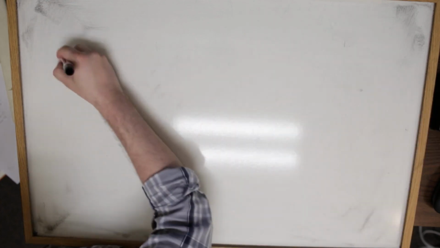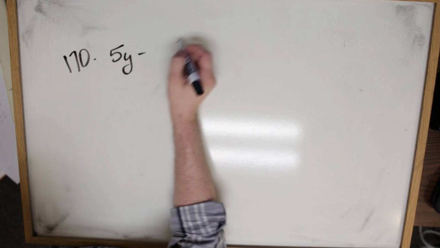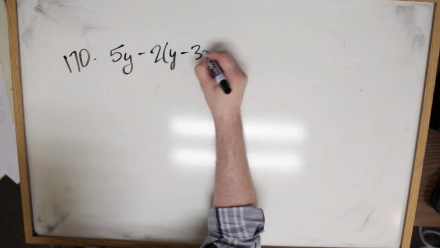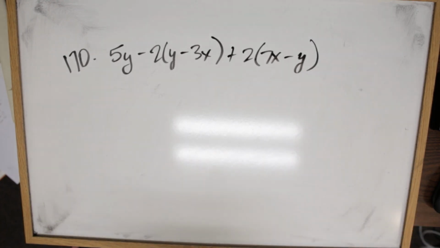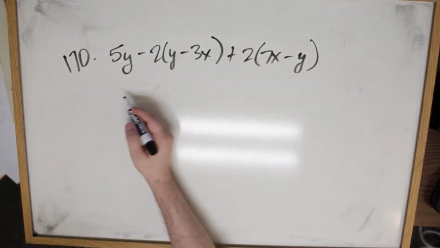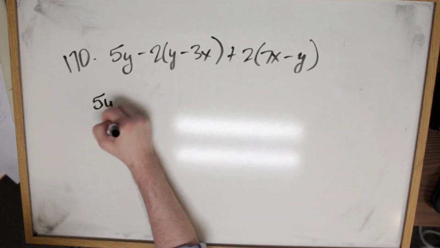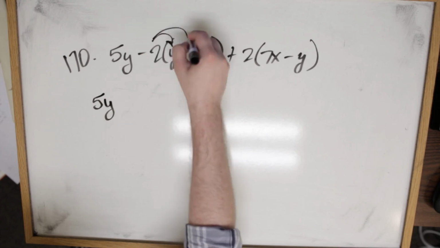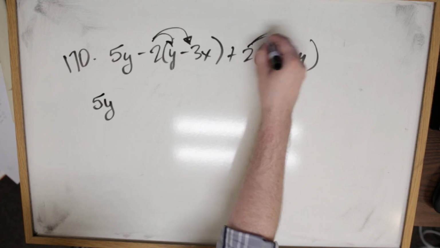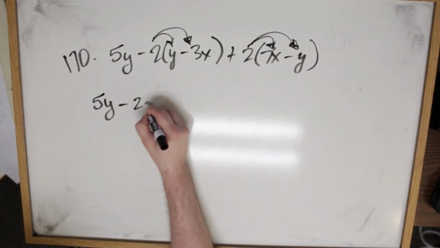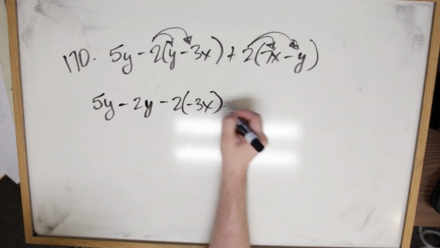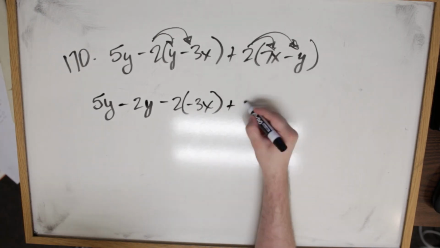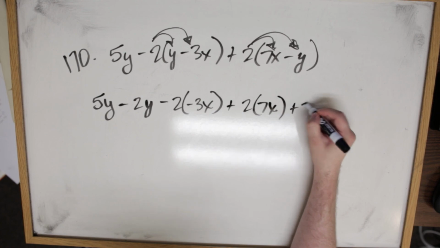All right, let's do one last one, 170. 5y minus 2 times y minus 3x plus 2 times 7x minus y. Wow. Okay. So what we're going to do again is distribute these numbers to each of these pieces, and then we'll just work it out. So the places where we don't have to distribute, they're just going to come along for the ride. Minus 2 times a y and a minus 2 times a minus 3x, 2 times a 7x, 2 times a minus y. So minus 2y minus 2 times a minus 3x plus 2 times 7x plus 2 times minus y.